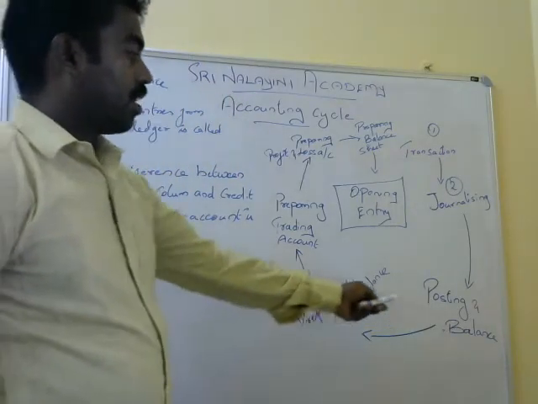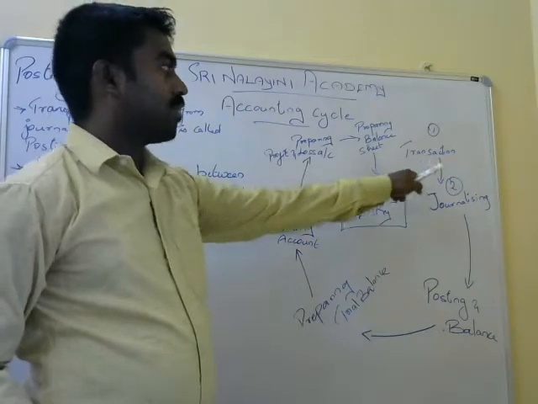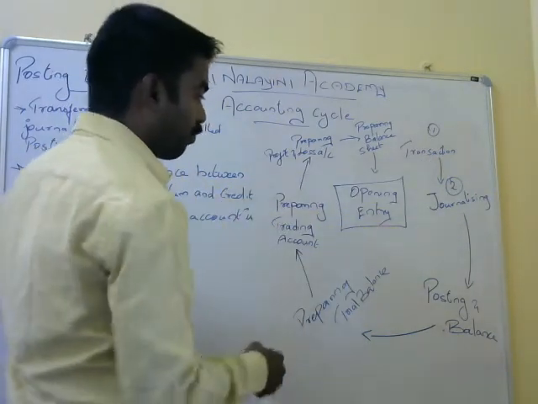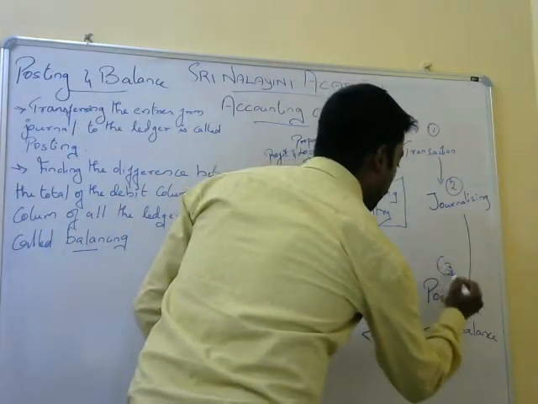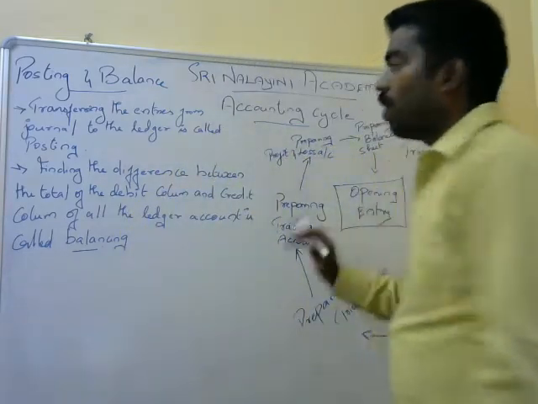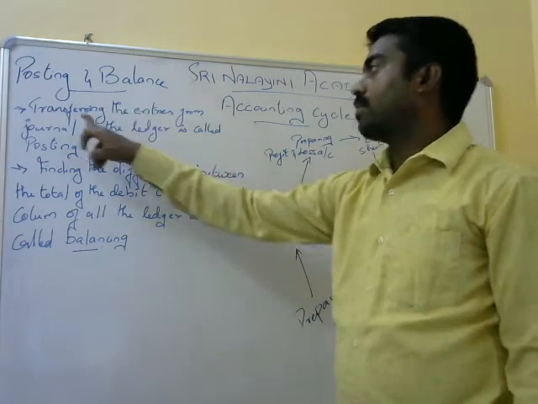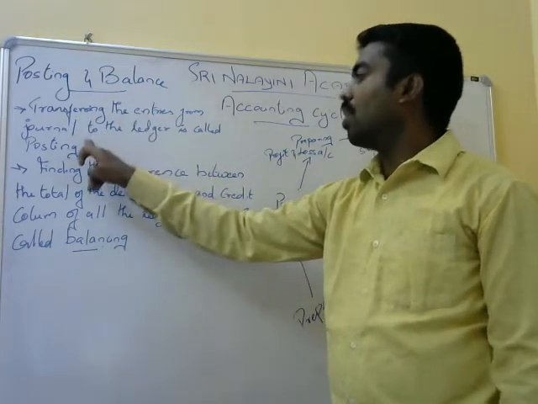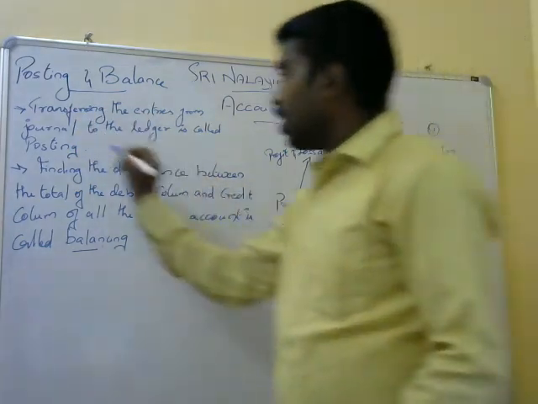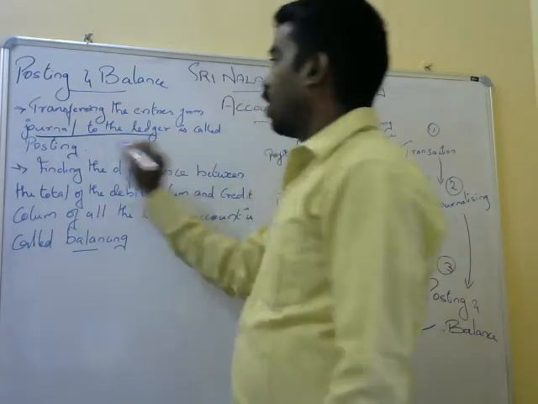The third step is posting and balancing. We have finished the transaction and journalizing. The third one we want to see is posting and balancing. After journalizing, what are we going to do? After the journal, we go to the ledger. That is called posting. Transferring the entry from the journal to the ledger is called posting.